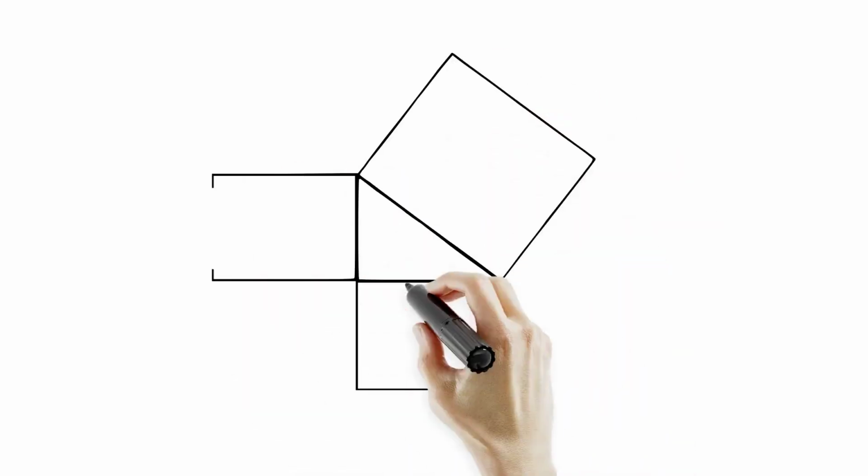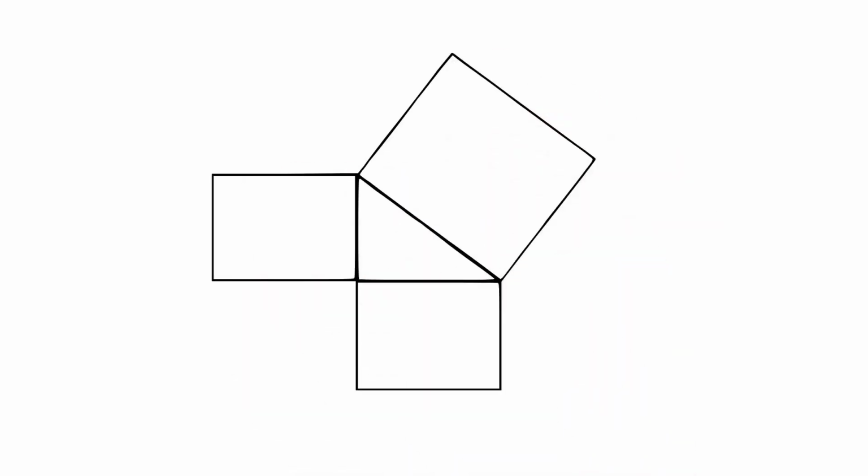Think of it this way. If you draw a square on each side of a right triangle, the combined area of the two smaller squares equals the area of the biggest one. That's the magic of the Pythagorean theorem.